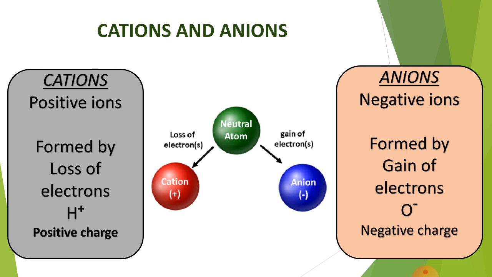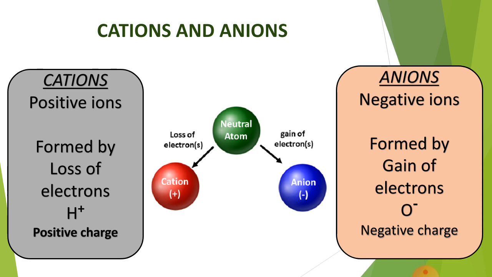Cations are positive ions. They are formed by the loss of electrons. When electrons are removed from an atom, that atom becomes a cation. They have a positive charge, and the example is H plus, meaning hydrogen ion.